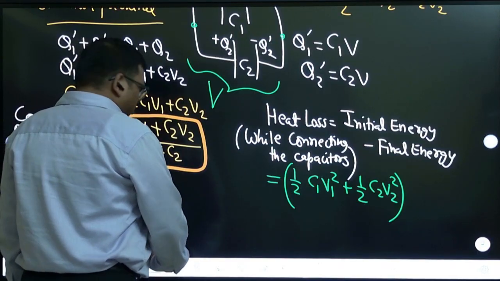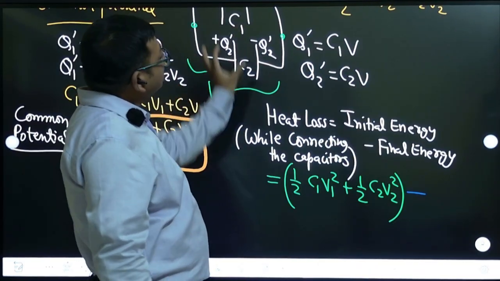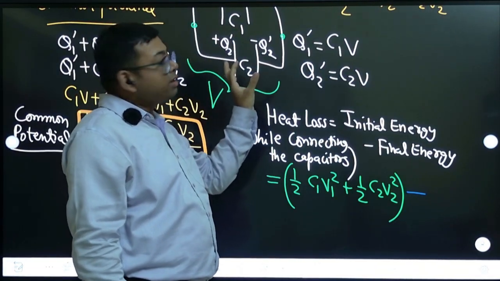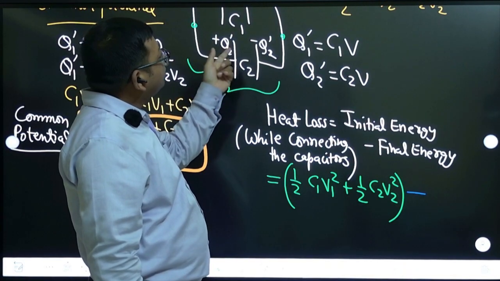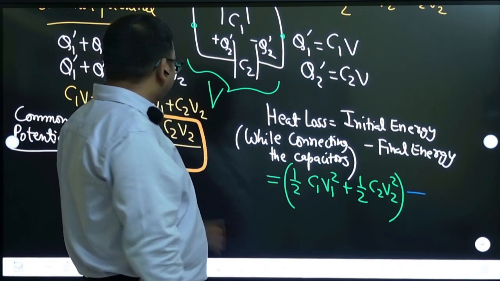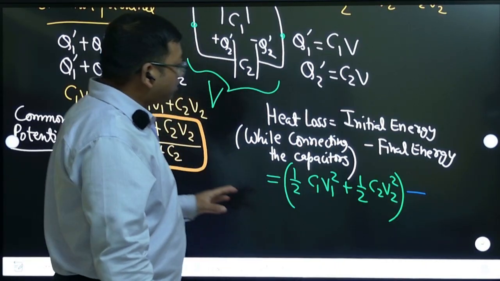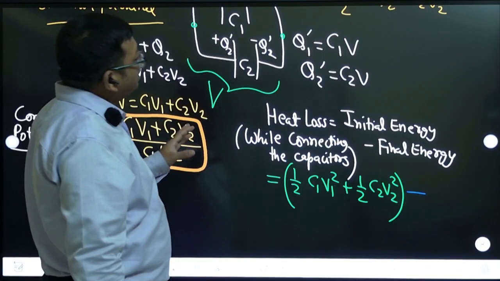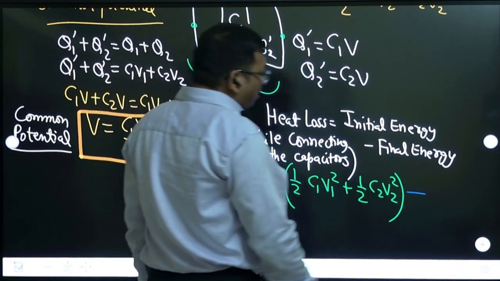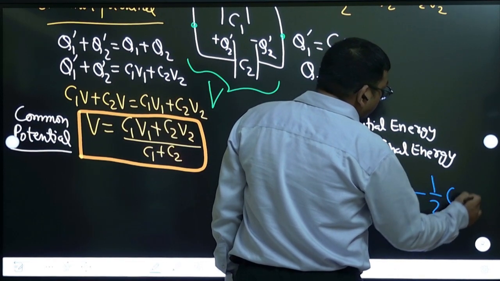Final energy is how much? Minus final energy. So finally we can consider this as a system. Note that you can also use half C1 V square plus half C2 V square. That also you can do if you want, but I will use a shortcut. What is that shortcut? I will try to calculate it as half C equivalent into charge square.